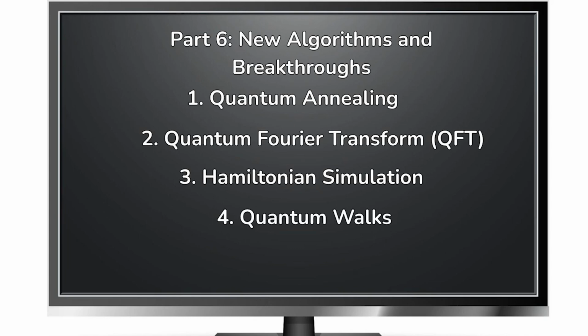4. Quantum walks. These are the quantum version of random walks, used in graph theory and optimization. Quantum walks can spread faster across networks, leading to new search and decision-making algorithms. In all of these areas, new papers are published almost every week. The pace is rapid, the creativity is astounding, and the future is wide open.